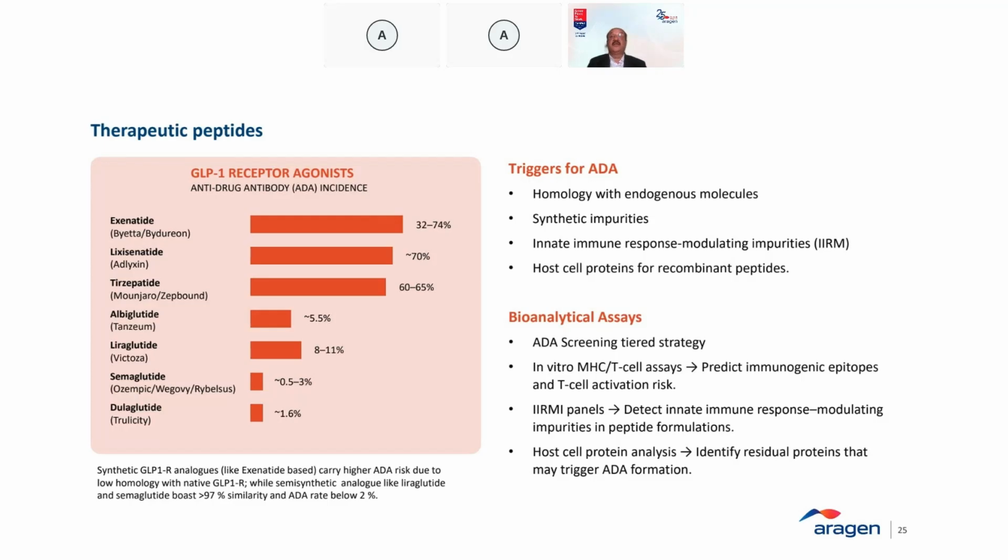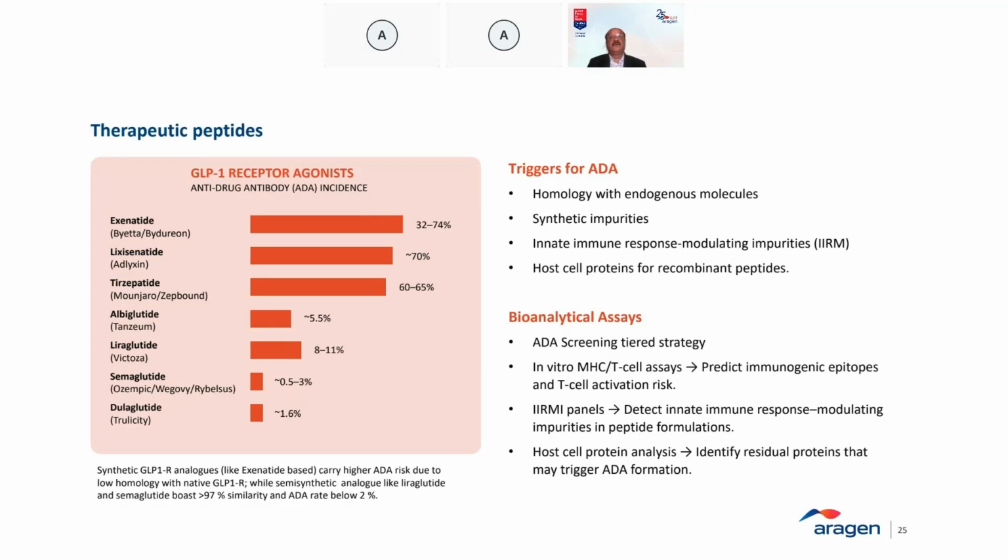So the triggers for peptides are not only the sequence of the peptide, but also the impurities which are generated during their synthesis. There are special impurities which induce innate immune response, and these are called innate immune response modulating impurities. Besides that, when you do semi-synthetic peptides, the host cell proteins are also a concern.